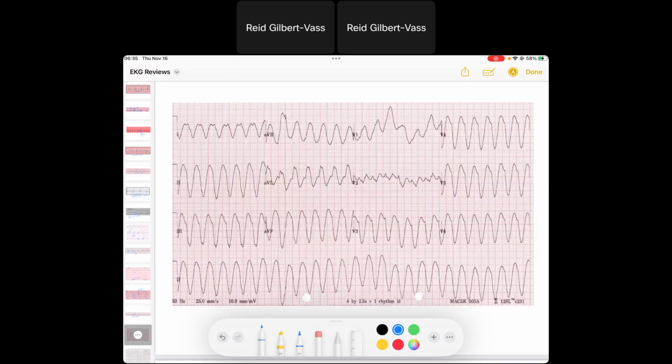Next rhythm here, we've got a wide complex, my cat is meowing.